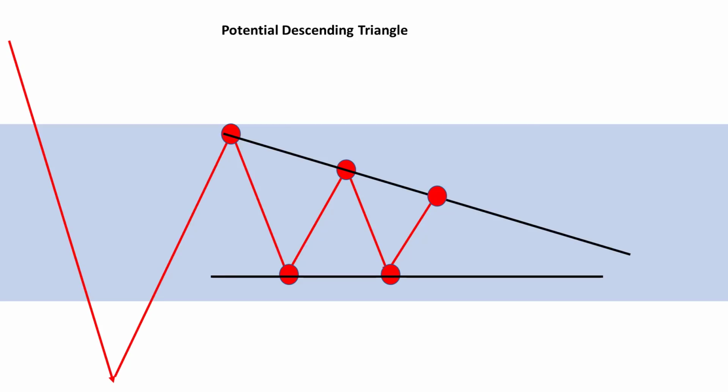Here we have a potential descending triangle. The market broke below support and then pressed higher to test as resistance. I am looking for sells.